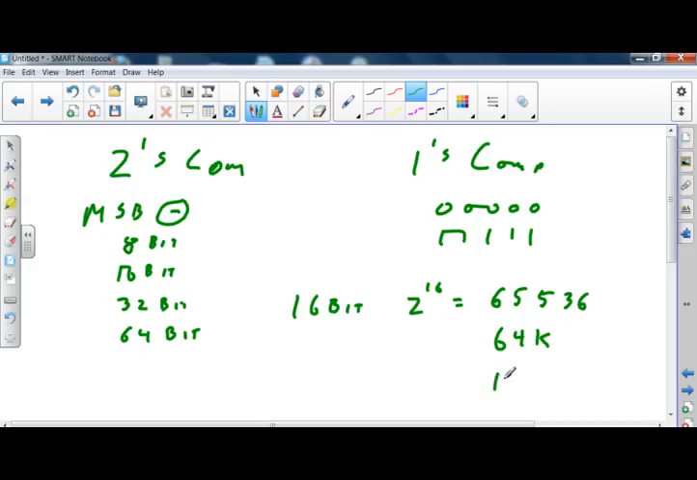So 1K is how much? 2 to the 10th, which is how much? 1028, I think. Is it 1028? 2 raised to the 10th. 1024. I knew that.